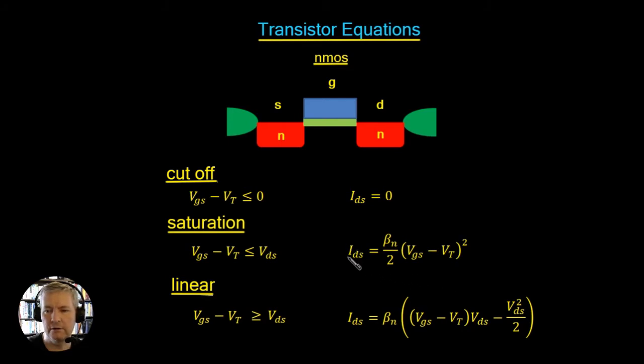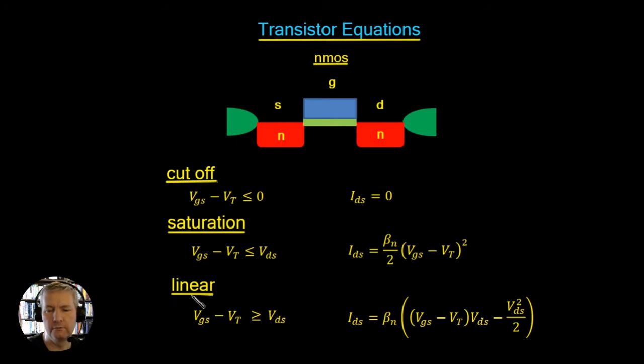So the current drain to source, that's the conventional current, is beta n upon 2 times VGS minus Vt squared. Now we'll talk about this beta n just in a moment. And we'll also look at the derivation, but it'll just be a heuristic derivation of the current. We won't get into the full details because we don't really need to for the course.